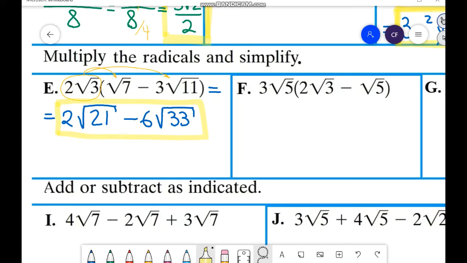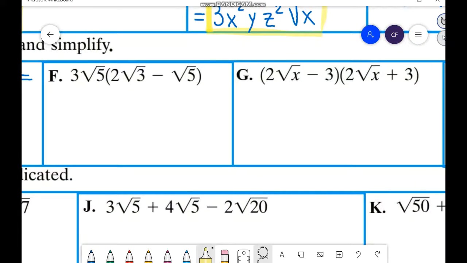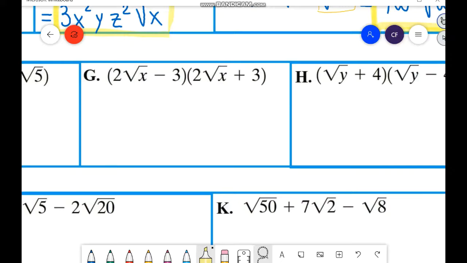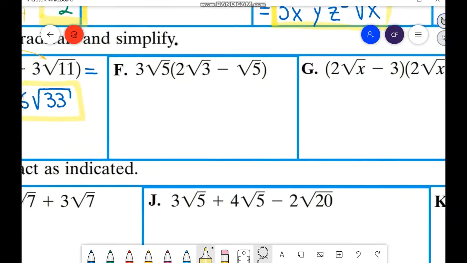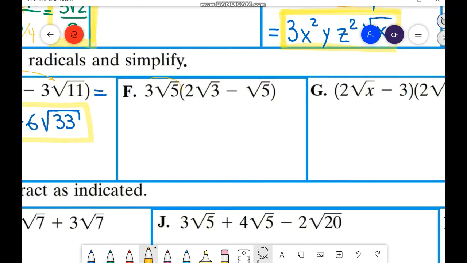Nice. Next one, let's skip letter F, because it's kind of the same thing you have to do as we've done on letter E. No, let me show letter F so you don't get confused. Distributive property again, okay? And then 3 times 2, 6. Square root of 5 times the square root of 3, square root of 15.